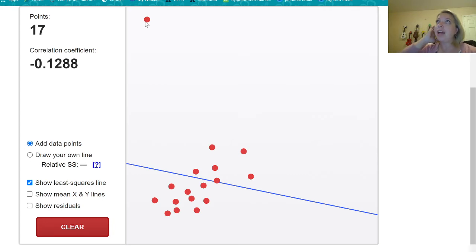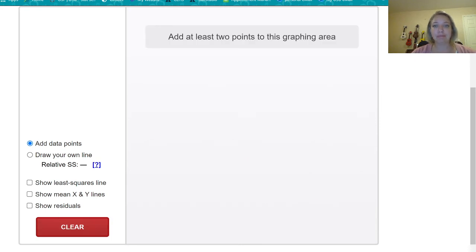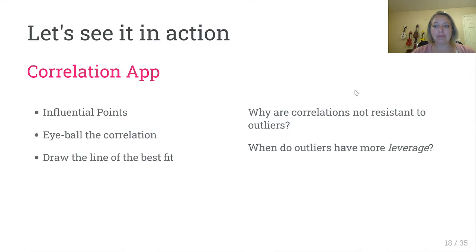Now, there are some diagnostics, fancy, sophisticated things, developed for finding out which points are high leverage points. But really, the best way to find out if you have a high leverage point is to plot your data. Okay, let me clear this. Okay, let's go back to our slides.